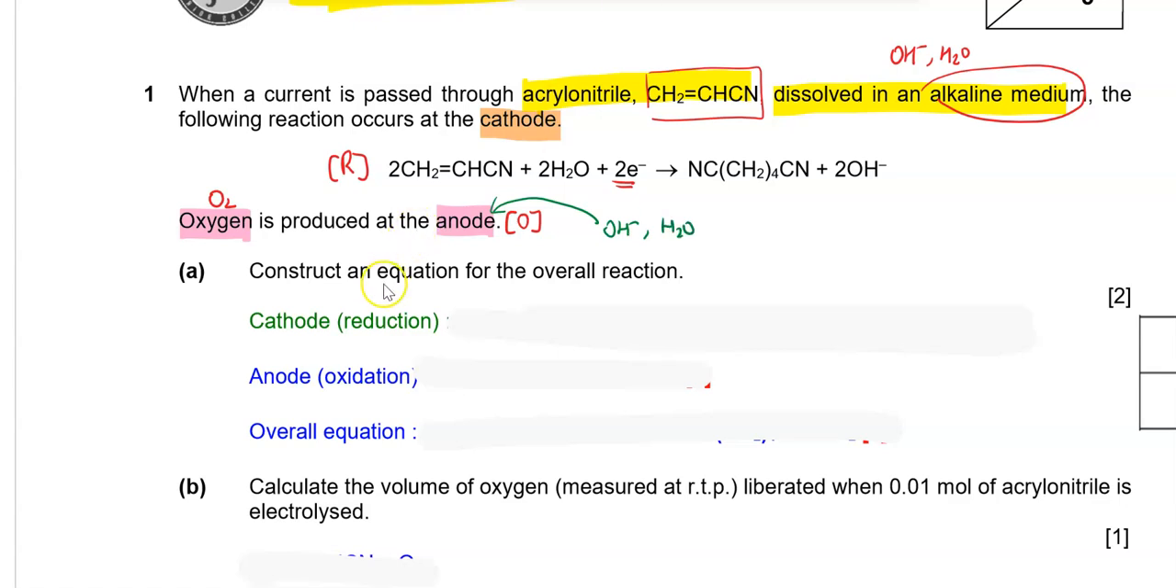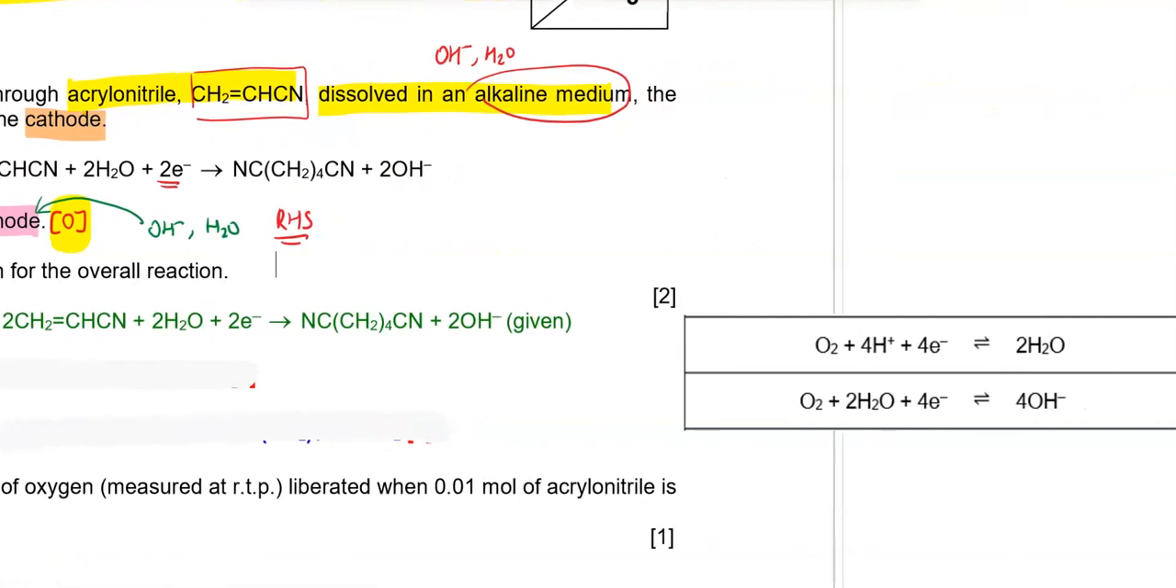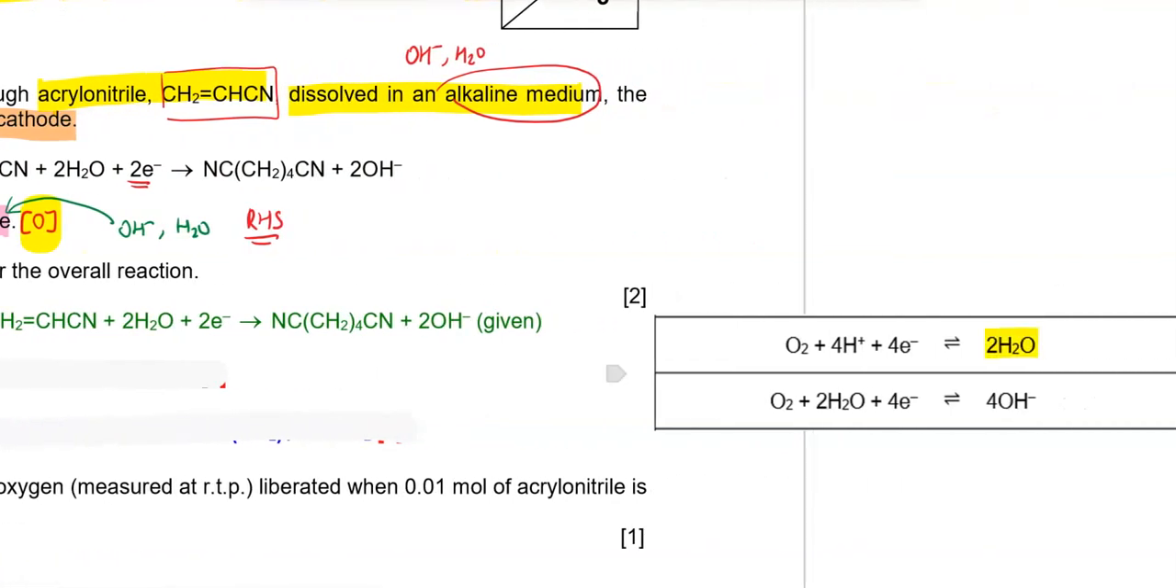So we are supposed to construct an equation for the overall reaction. The cathode equation, of course, we know that's given in the question. We now need to determine whether hydroxide will undergo oxidation at the anode or water will undergo oxidation at the anode. Since we are looking at oxidation, we should be looking on the right-hand side of the data booklet. Looking at the data booklet, these are 2 equations. You can see that both H2O and hydroxide, in this case, it is the oxygen in both species that's oxidized to O2. So we're looking at the oxidation process.